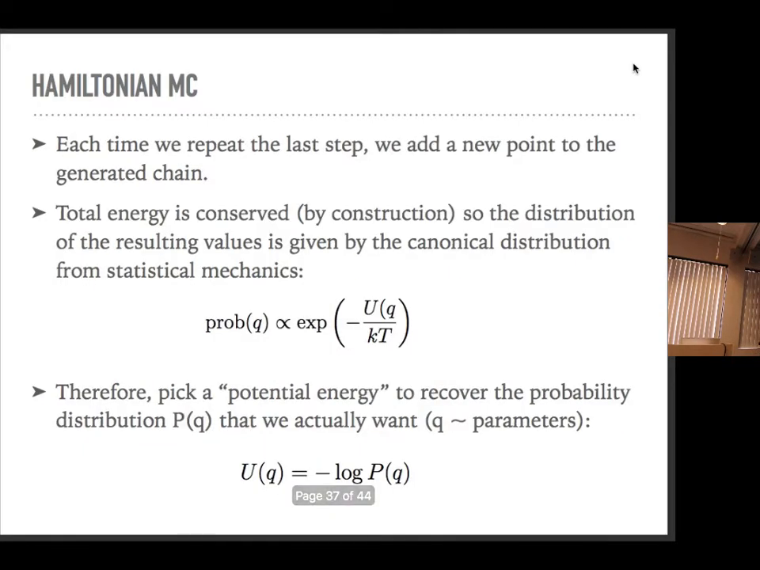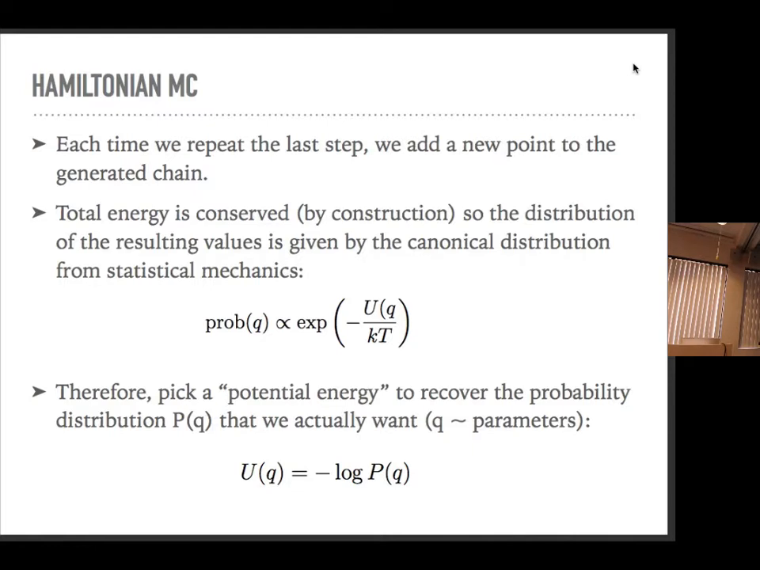How do you choose the form of U? Yeah, right. So the total energy of this system is conserved by construction, so we actually know the probability density that's going to come out. This is the canonical distribution from statistical mechanics. You remember that from your qualifier. What it says is the probability of getting certain positions is just given by e to the minus potential energy over kT. Okay, this is physics, so there's actually a temperature required in here.